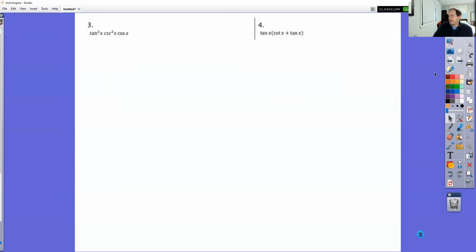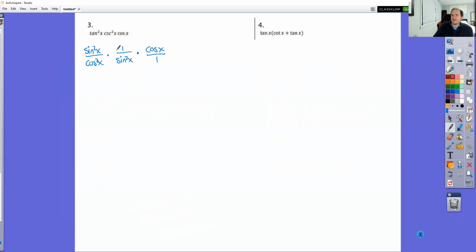That's okay. All right. So this is just a product of 3 things. I would take my own advice, turn everything into sine and cosine. So this is sine squared x over cosine squared x. Cosecant is 1 over sine squared. And cosine is obviously just cosine over 1.